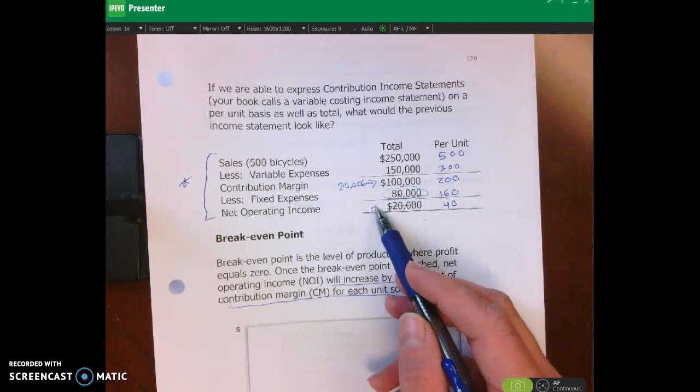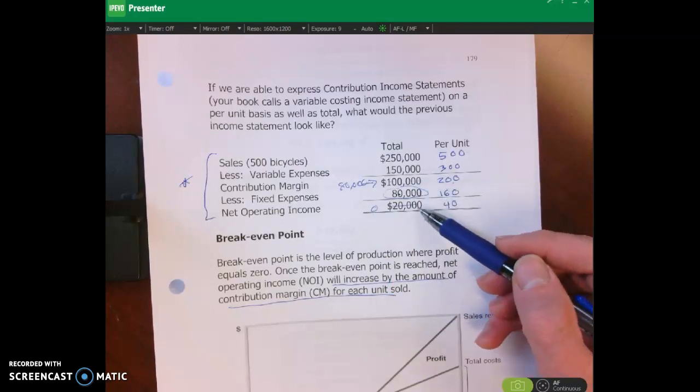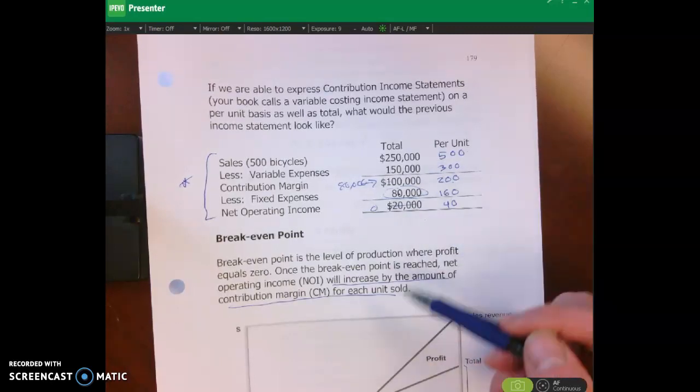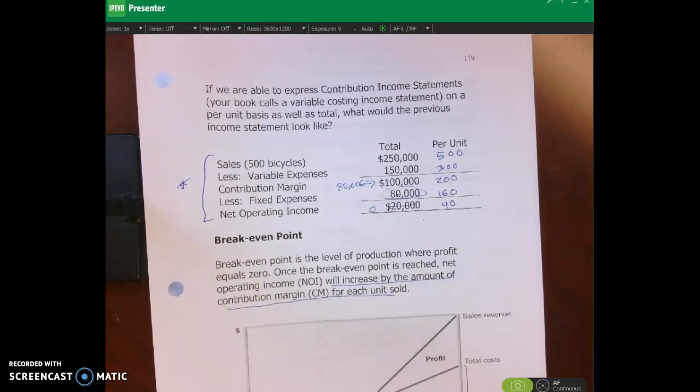Well, what is net operating income at break even? It's 0. 86 minus the 80 gives us 6,000. Net operating income is 6,000 when we sell 430 bikes, but the increase from 0 to 6,000 is also 6,000.